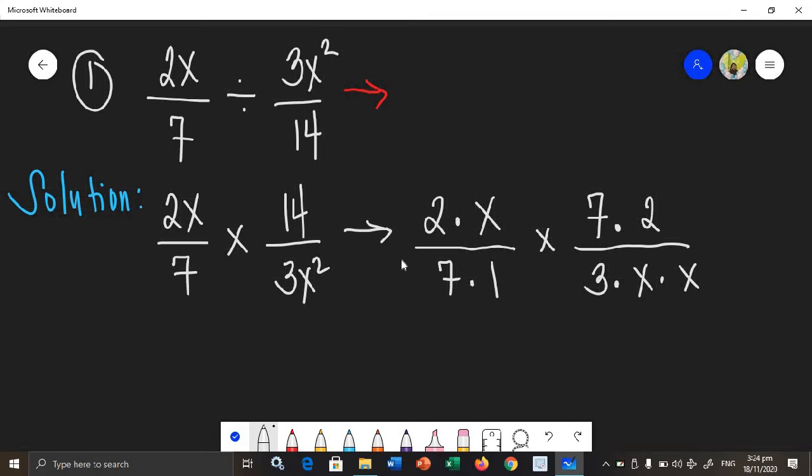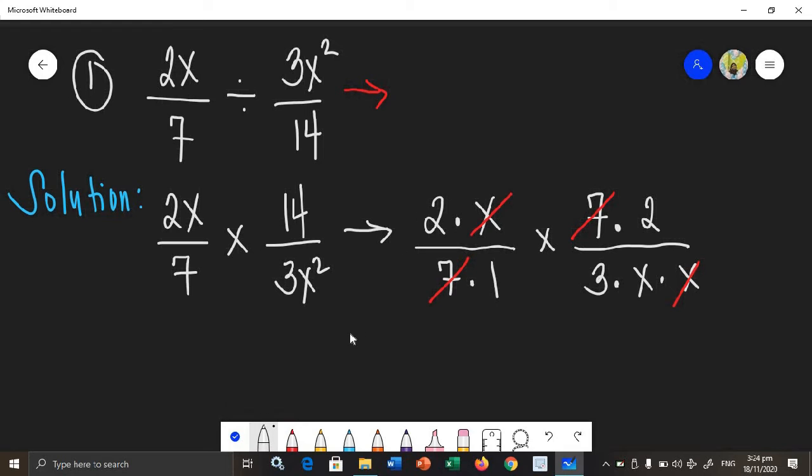Now that we have factored out the numerators and denominators, we need to cancel out common factors. Here I can cancel out 7 from the numerator and 7 from the denominator, as well as the x here and then here. What else? We have nothing else to cancel out. We cannot cancel out 2 because they are both numerators. We can only cancel a factor from the numerator against a factor from the denominator.